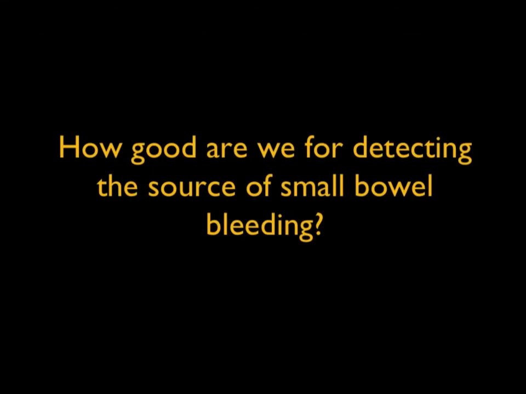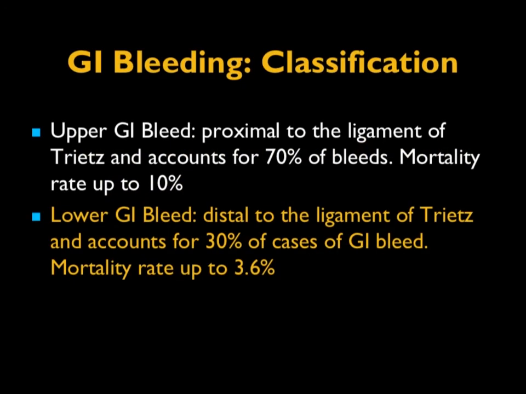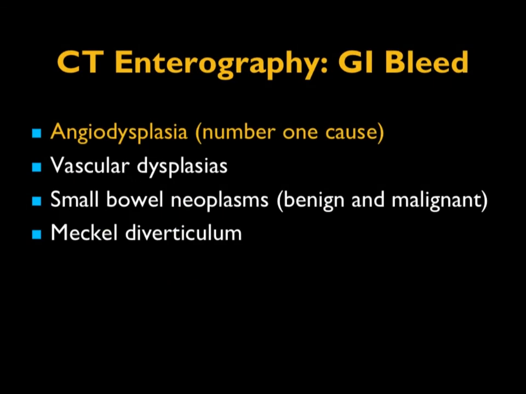Now, a couple other things in small bowel. I gave you a talk before about GI bleeding, but in terms of the small bowel bleeding, we talk about distal to ligament of Treitz, accounts for 30% of GI bleeds. Mortality will vary. Angiodysplasia is the number one cause. Vascular dysplasias, tumors, and Meckel's are other possibilities.